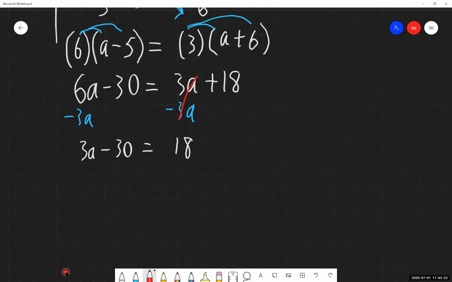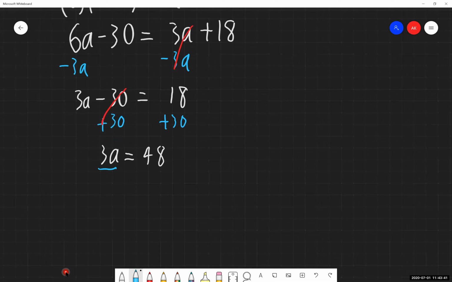And then I need to get the variable term all by itself, so I'm going to be adding 30 to both sides. Canceled there. I'm dividing both sides by 3. I do not want 3a, I just want a. 3's cancel. I get a is equal to, off the top of my head, I think it's 16. And we have our final answer there.